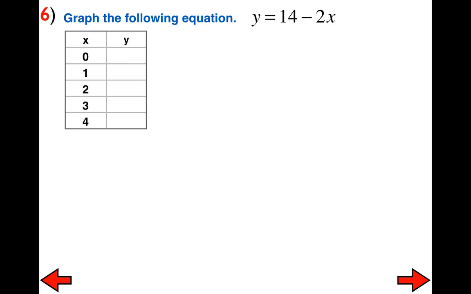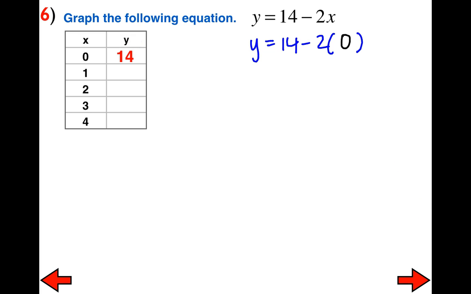Okay, so now here, number 6, go ahead and pause the video and try this one on your own. Okay, so here what you're going to do is you're going to put y equals 14 minus 2 times some value for x. So here, what if x equals 0? What is y? Well, 14 minus 0 would be 14, so that's my initial value. Why? Because when x is 0, your output for y is going to be your initial value. It's what it started with.